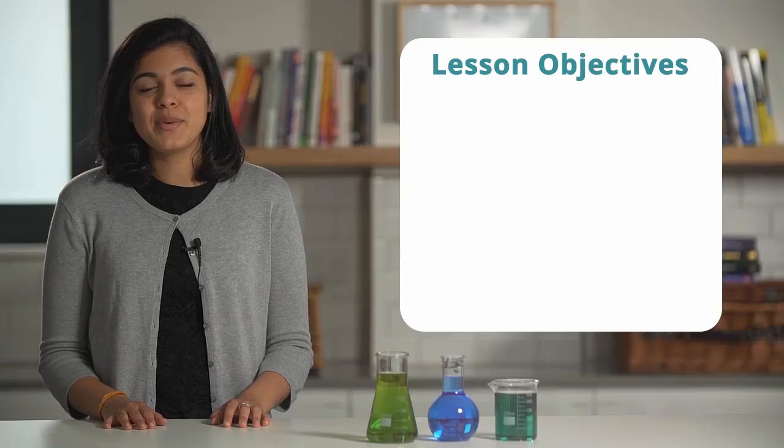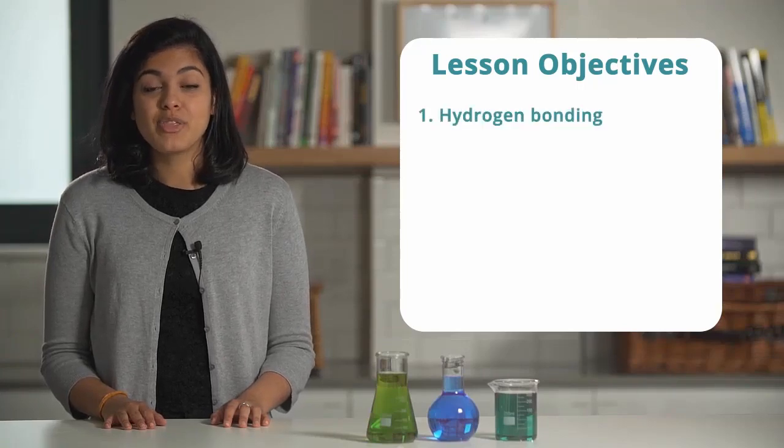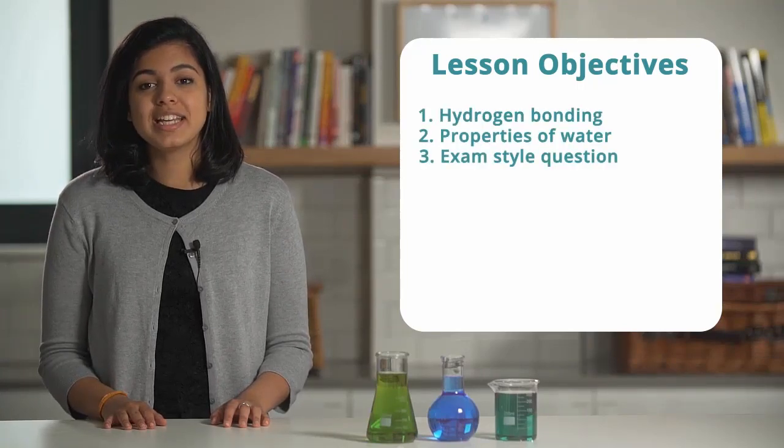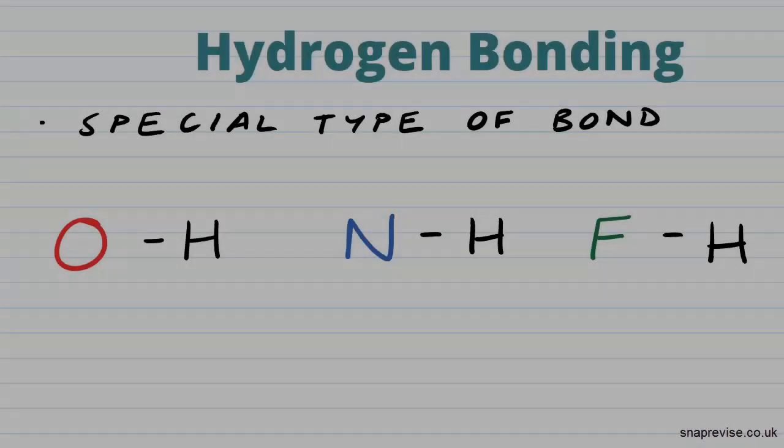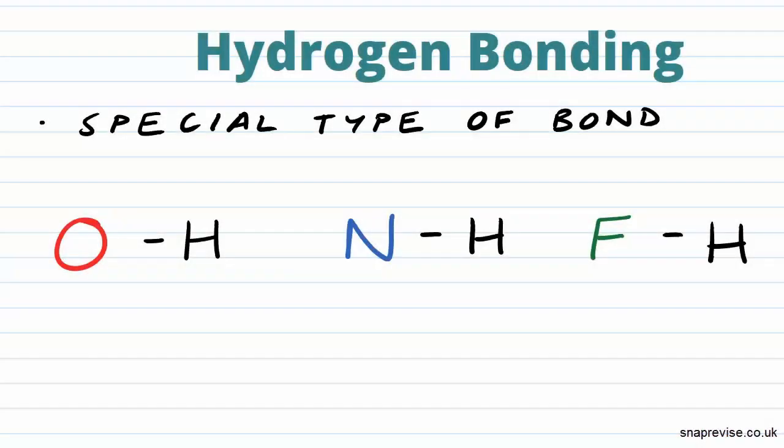Hi guys, in today's video we're going to look at hydrogen bonding, the properties of water, and finally an exam style question. Well, hydrogen bonding is a special type of bonding. It occurs between hydrogen and oxygen, nitrogen and fluorine.